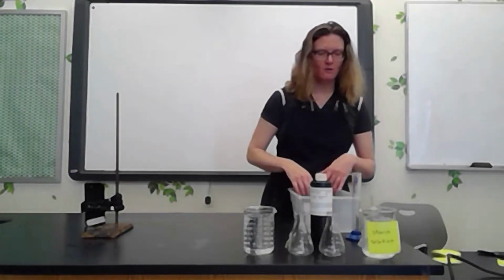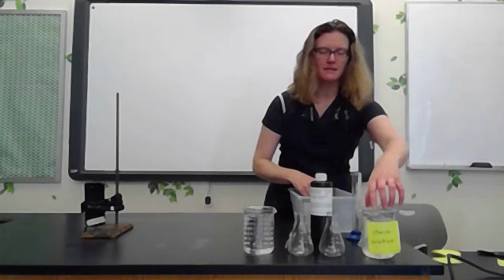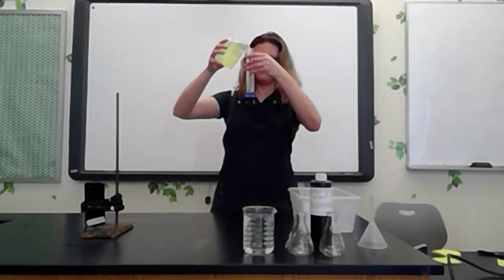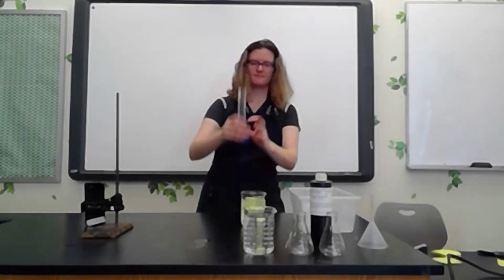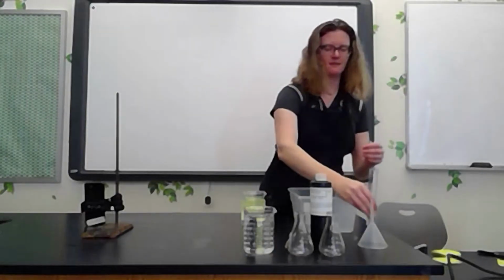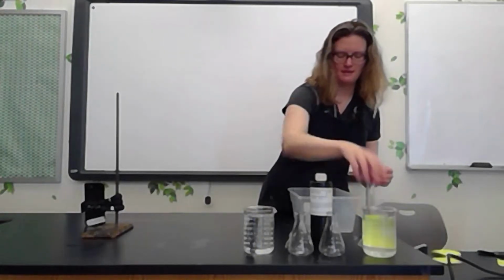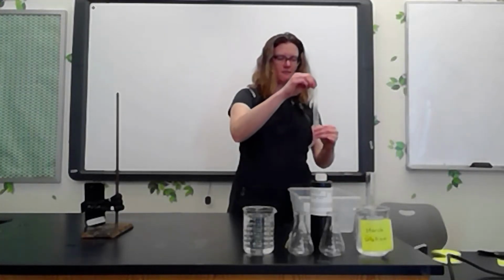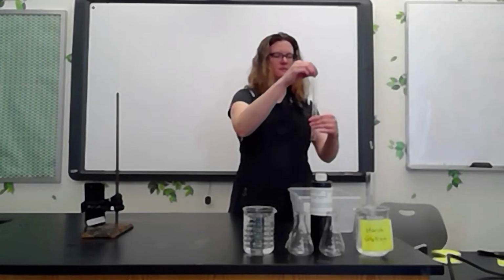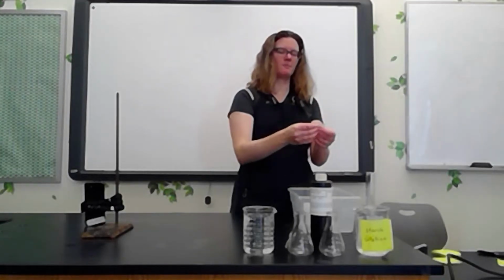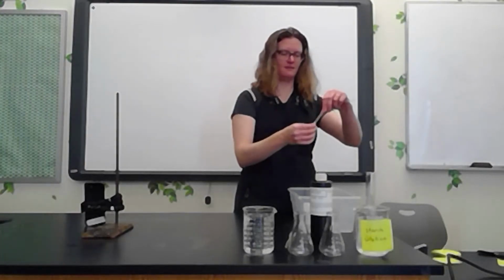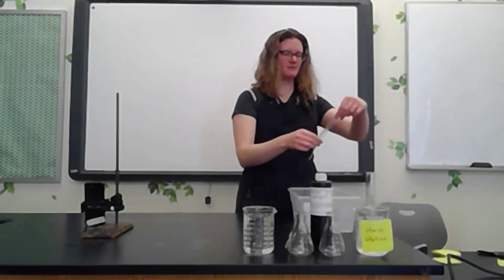So first, I am going to measure out 15 milliliters of starch solution in my graduated cylinder. All right, there I've got 15 milliliters. And I am going to take my dialysis tubing and tie off the bottom. Otherwise, the solution will run straight out. It's open on both ends. All right, there's the knot at the bottom of my tubing.